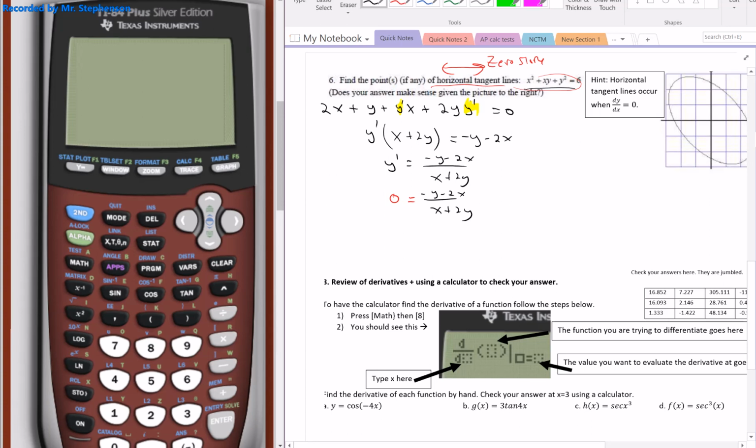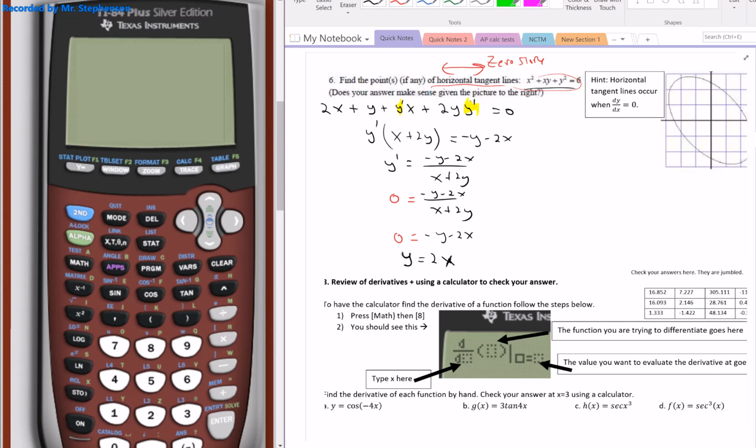And again, the denominator doesn't matter. All we need to know is when the numerator equals 0. So that's when negative y minus 2x equals 0. Notice that there are two variables, so you're not going to be able to solve, but you can get it to say when y equals 2x. It'll be 0 when y equals 2x. So basically when the y coordinate is twice as big as the x coordinate, this will happen.